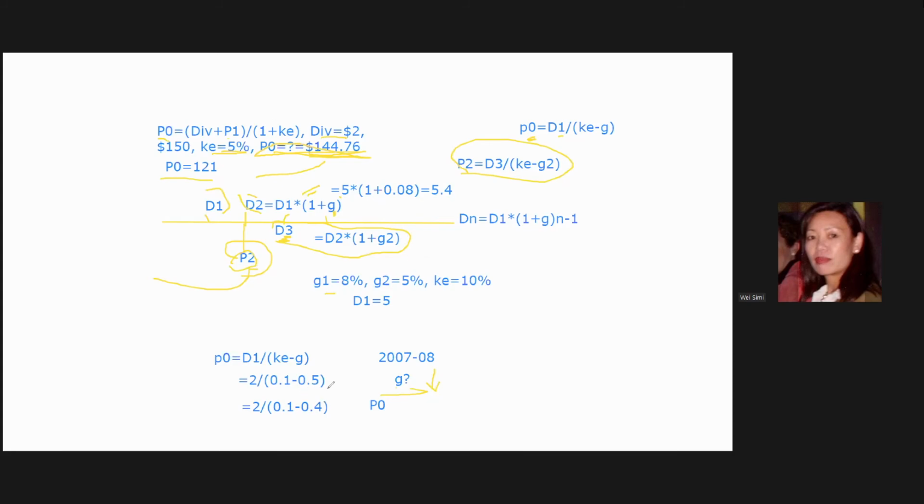I already did this analysis. Compare this. This is equal to 2 divided by 0.5, and the other one, 2 divided by 0.6. So this one is dropped. So P dropped or go, I already said. P dropped or going up?